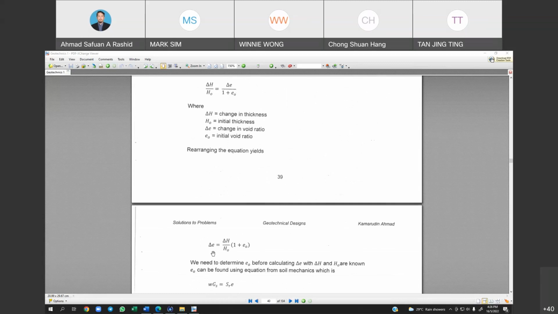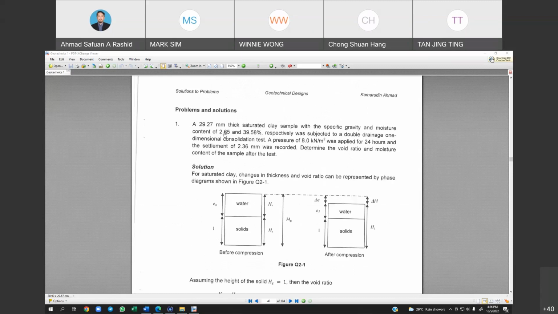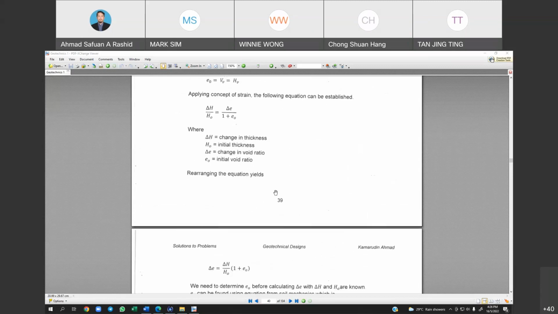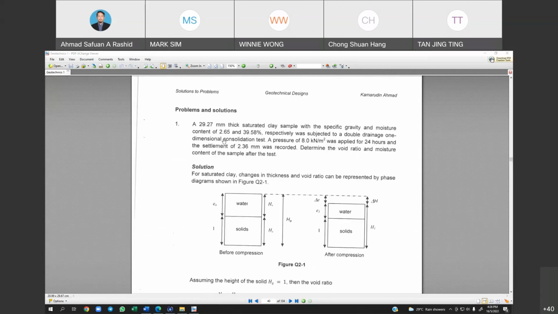By using this equation, delta E is equal to delta H over H naught multiplied by 1 plus E naught. We need to determine E naught first before calculating delta E, with delta H and H naught known. Delta H is equal to 2.36, while H naught is equal to 29.27.